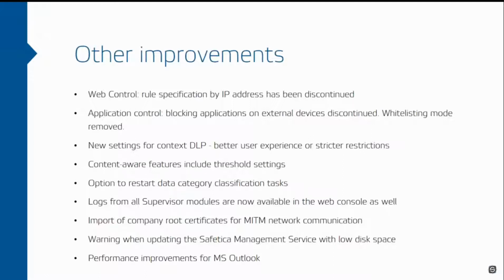Another thing that I would like to highlight is that for content-aware features, wherever they can be found in the product, we've included threshold settings. Thresholds are settings for detecting content only when it occurs a certain number of times in a document. So let's say I don't want to protect every credit card number I find, but documents with more than 10 credit card numbers are important to me. Then I can set it up in a way that only 10 or more credit card numbers are protected. So there are some improvements also for content features which have been introduced in the past.